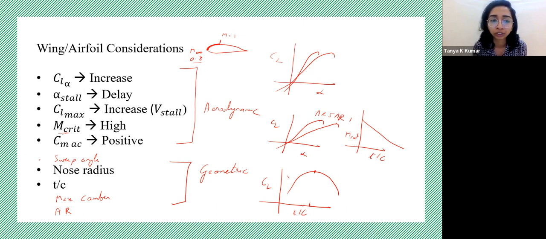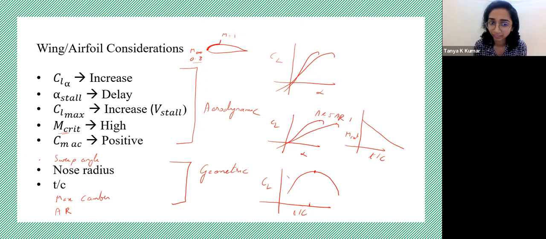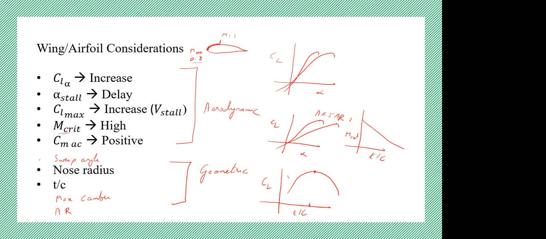CMAC is the pitching moment coefficient about the aerodynamic center of the airfoil. Okay, so for a cambered airfoil, what will be the value? Positive. A cambered airfoil value will be negative, right? Yes, ma'am. It will be negative.